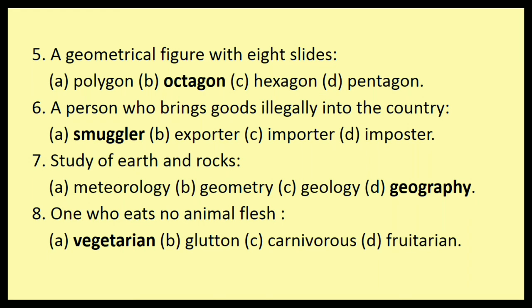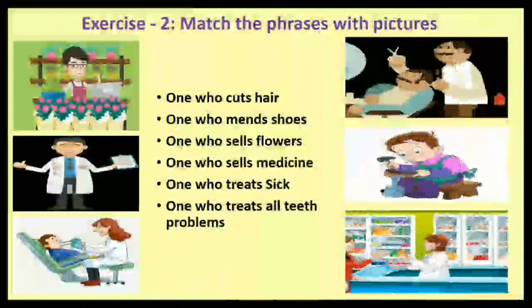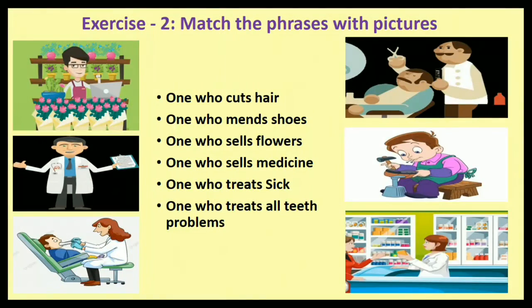Next, one who eats no animal flesh. And the options are vegetarian, glutton, carnivores, and fruitarian. And the right answer is vegetarian. So now Exercise number 2. Here match the phrases with pictures. Dear students, some pictures are given and you will match the given phrases with these pictures, right?